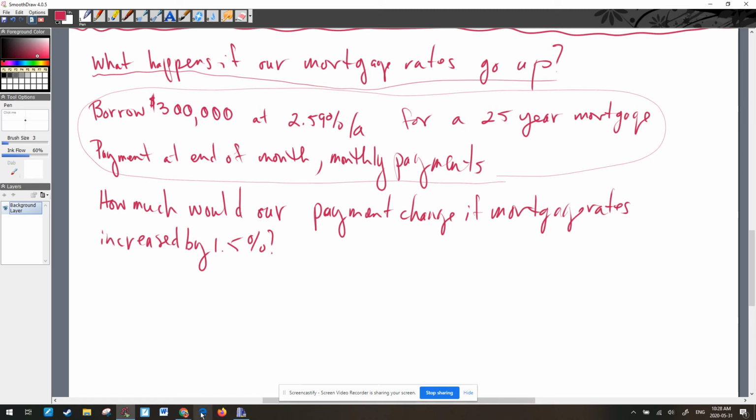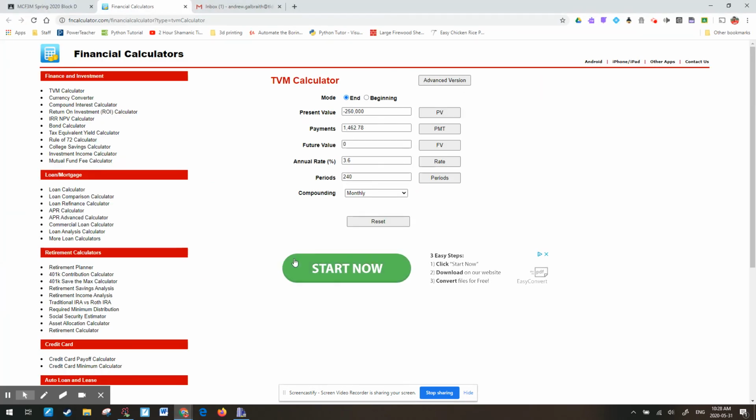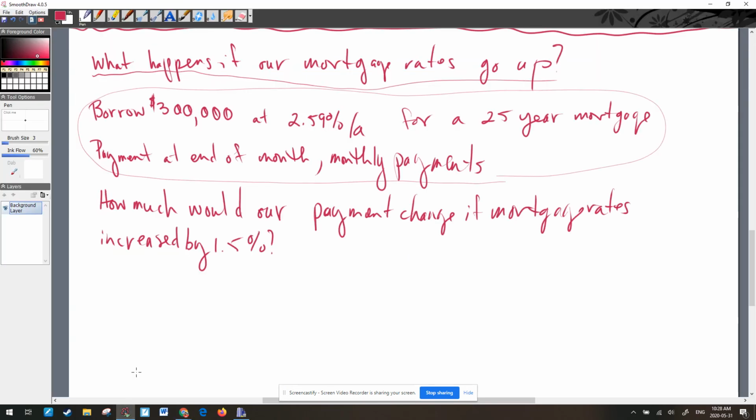So we're going to grab this. We're going to reset this. So this time we borrowed 300,000, so negative 300,000. Payments, what I'm looking for. Future value, well, I want to pay it off. The annual rate, we said, is 2.59%. And the number of periods. So we said for 25 years and monthly, so that's 300 payment periods. Let's figure out what our payment is. So our payment is $1,359.49. So payment currently is equal to $1,359.49 per month.